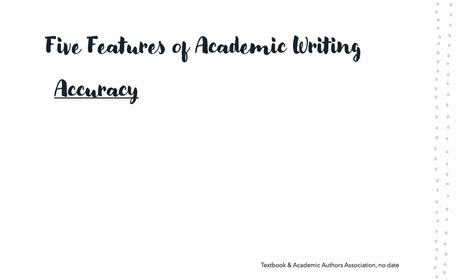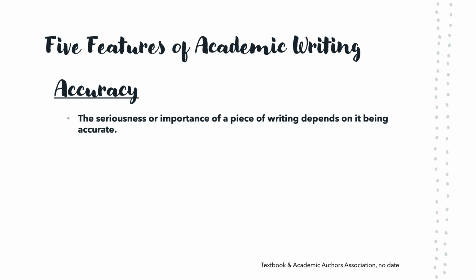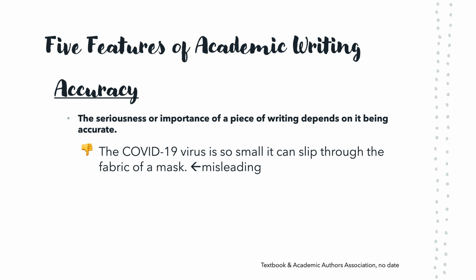And finally, accuracy. Academic writing has no purpose unless it's accurate. So the seriousness or importance of a piece of writing depends on its accuracy. It would be inaccurate and misleading to write a sentence like, the COVID-19 virus is so small it can slip through the fabric of a mask. While that might technically be true, it is misleading.